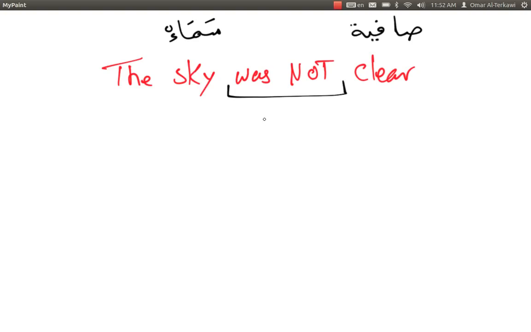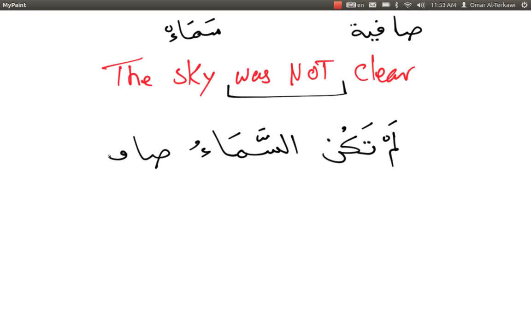Was not. We are talking about sama, which is feminine, and we want to use "was not." So what do we start with? We start with lam takun. Then the next part stays as if you're translating "the sky was clear." In this case, lam takun as-sama'u صافية. لم تكن السماء صافية. This is how you translate "the sky was not clear."